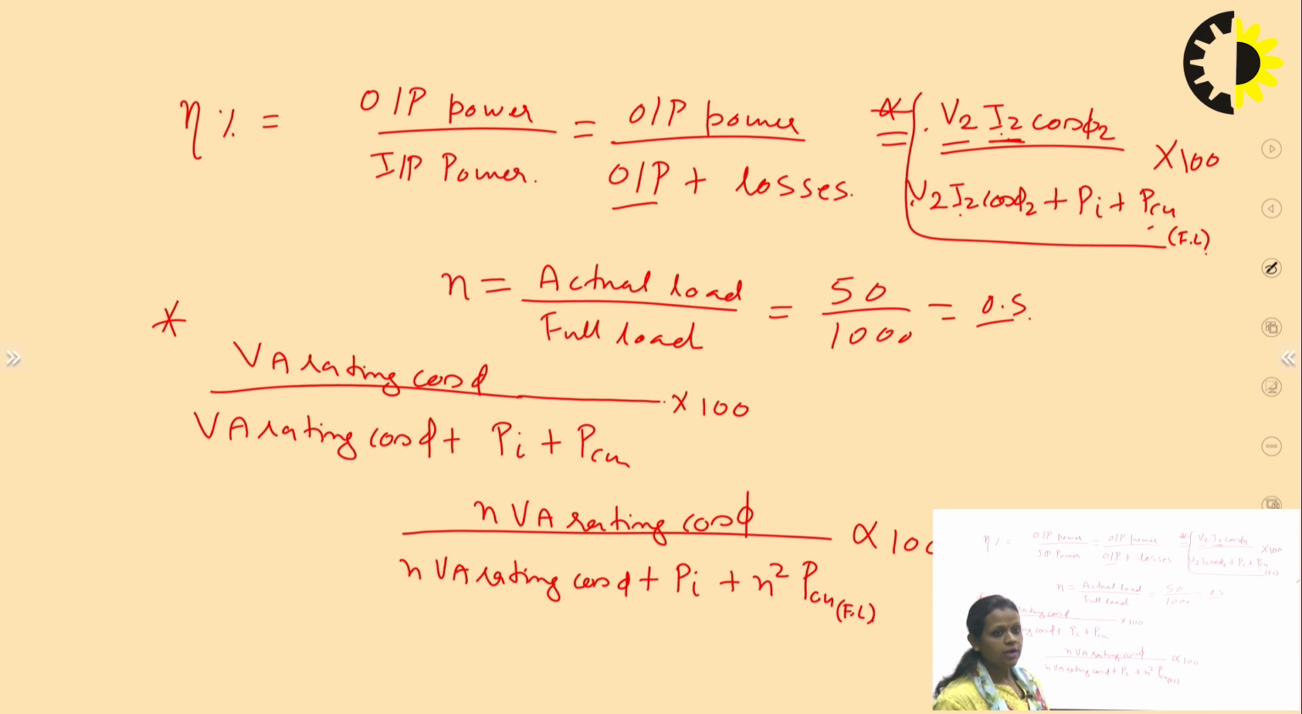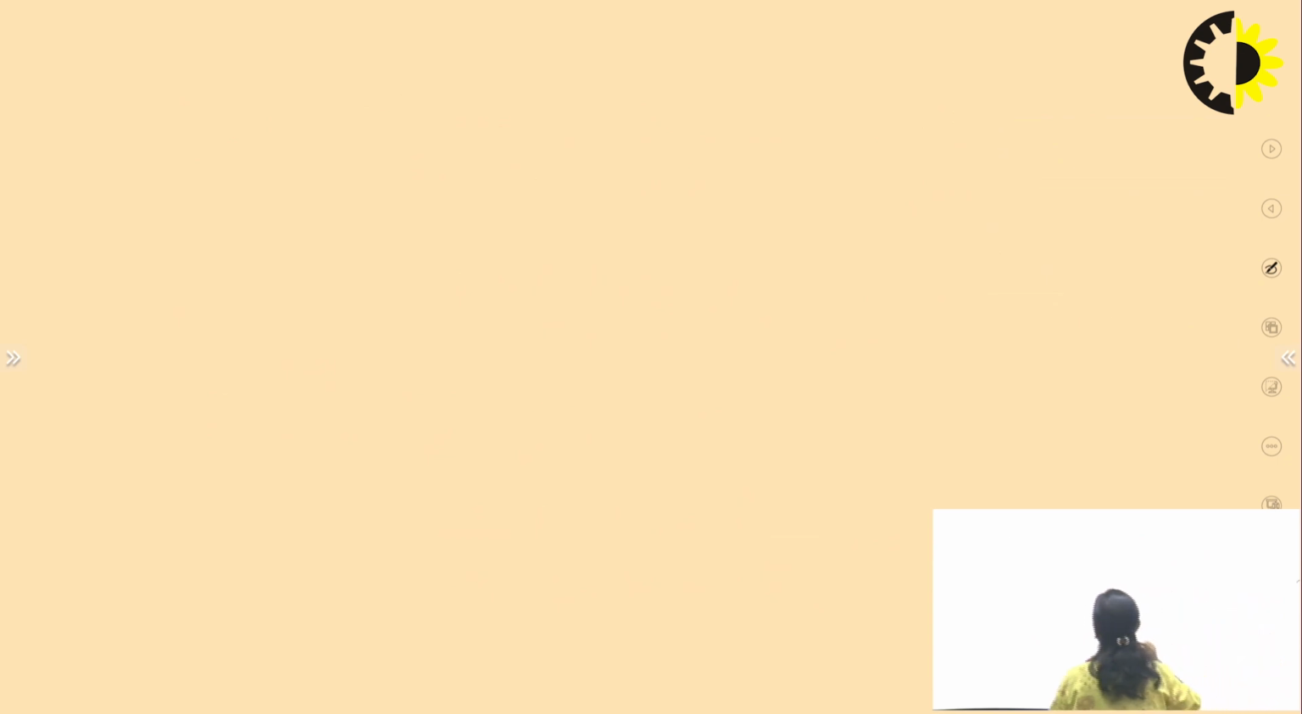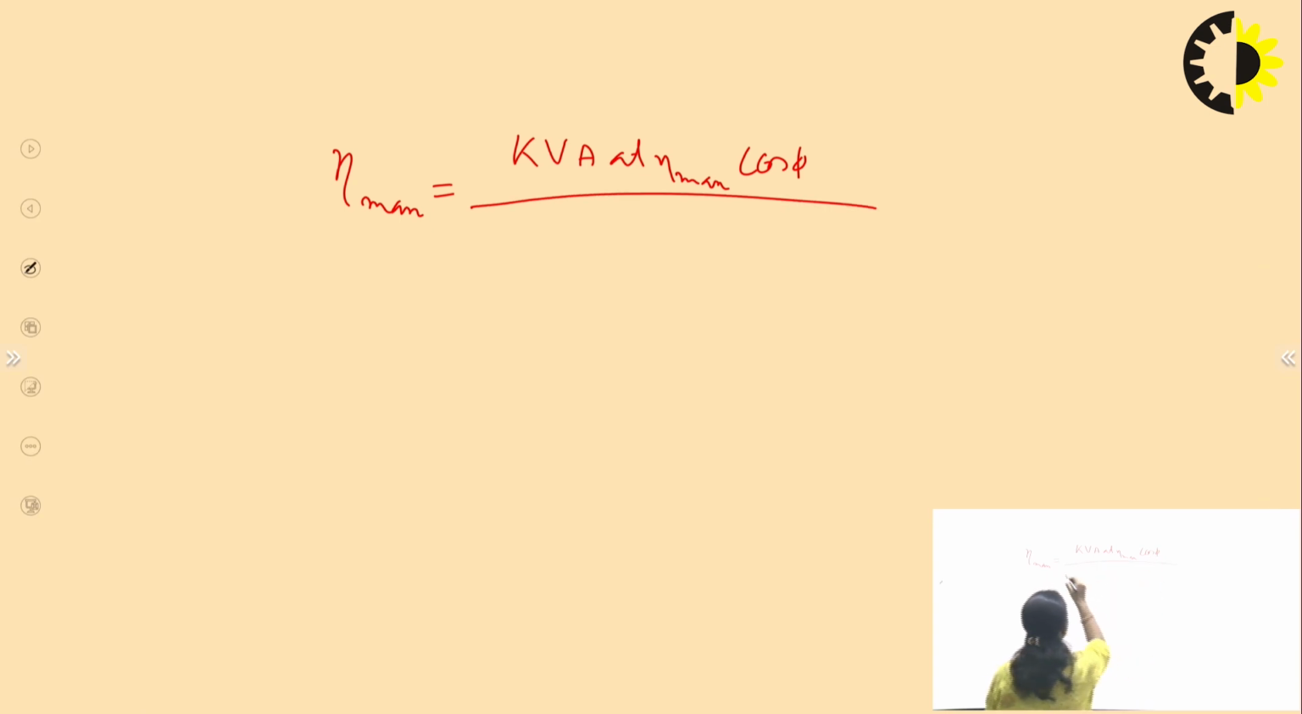Now what if you have to find maximum efficiency, right? To find maximum efficiency, you will write kVA at maximum efficiency into cos phi divided by kVA at maximum efficiency into cos phi plus, now what will we write, iron loss plus copper loss, or what?